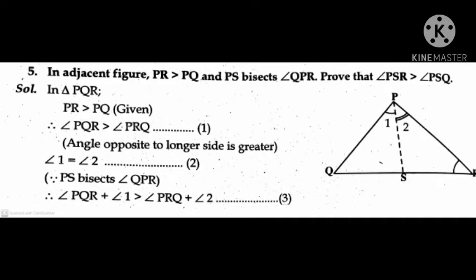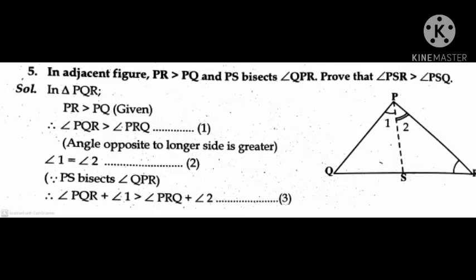Next, fifth question. In the adjacent figure, PR is greater than PQ and PS bisects angle QPR. Prove that angle PSR is greater than angle PSQ. Solution. In triangle PQR, PR is greater than PQ. It is given in the problem.